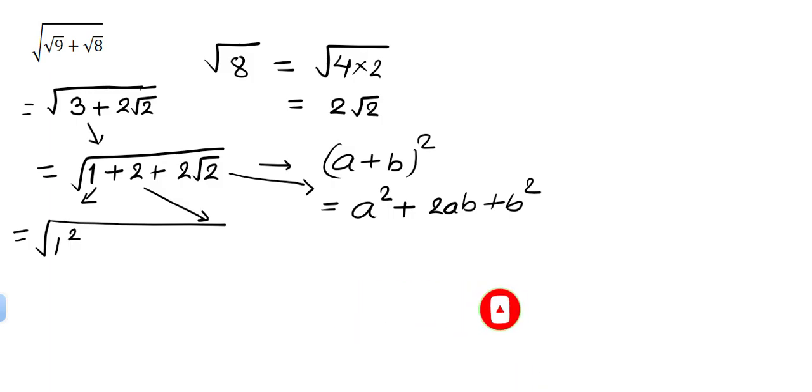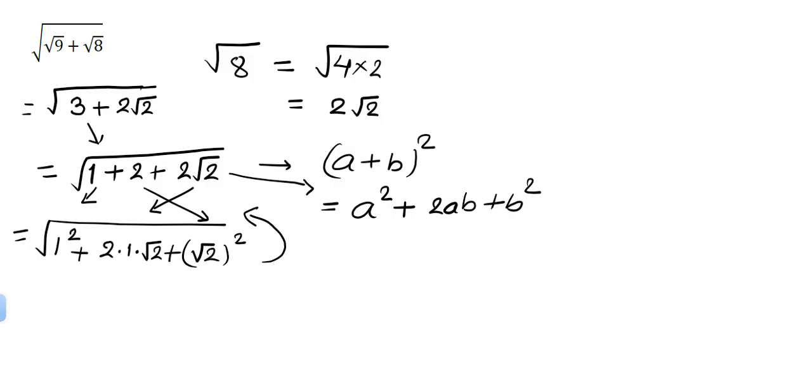Now, to make it b square, we can say square root of 2 whole square, because square root of 2 square means just 2. Next we have this one, which is 2 square root of 2. So you can say this is 2 times 1 times square root of 2, and then plus 1 square, which is 1, and this is 2. That means this is now in the form of a square plus 2ab plus b square.